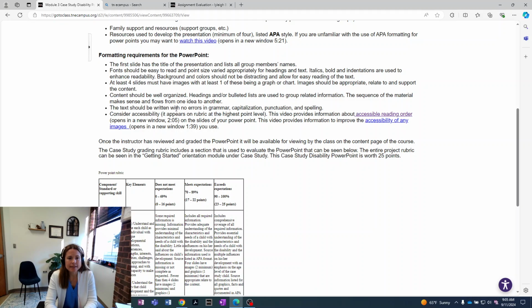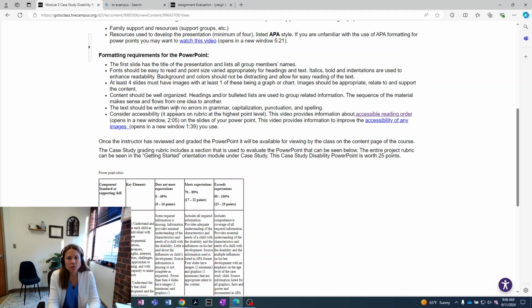The second thing is that I want to make sure you're including images inside your presentation. So you need to have 4 slides minimum, with at least one of them having a graph or chart. So the other 3 can be any kind of images related to your actual disability or your presentation that you think would make sense and fit there. But one of those has to be a graph or chart. But make sure, again, they're related and they support what you're writing and the content inside your presentation.